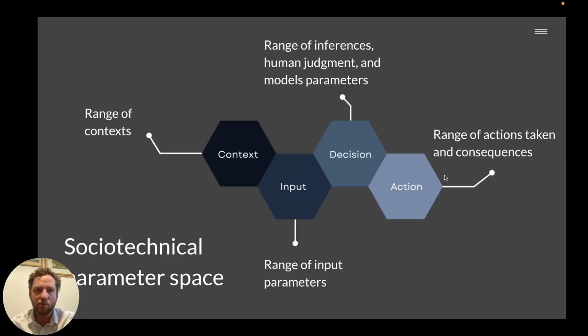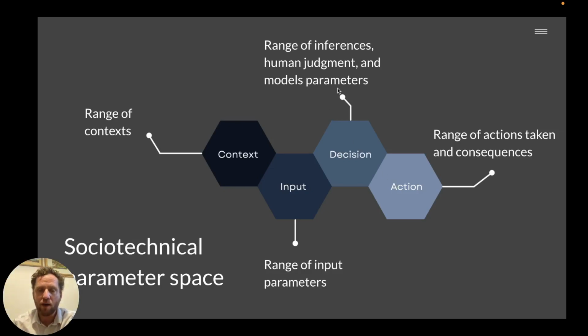So another way of looking at this is the socio-technical parameter space. If we look at our CETA narrative, there are a range of possible contexts, and I'll give you an example in a second. There are a range of possible contexts that an algorithm could be used in. There are a range of inputs and values that those inputs could have. There's a range of inferences that could be made, and a range of human judgment in this socio-technical context. There could be different people using the outputs of this decision to take actions.